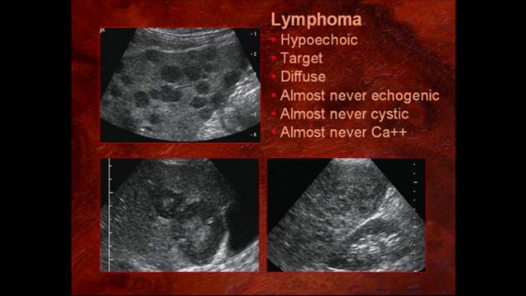Now, one warning to give you is that when you are thinking of metastatic disease to the liver, you also need to include lymphoma in your differential diagnosis. Lymphoma, as you can see here, can be hypoechoic, it can be targetoid, or it can be diffuse and infiltrative. And these three patterns closely simulate metastatic disease. Unlike metastatic disease, lymphoma is almost never echogenic, almost never cystic, and almost never calcifies.